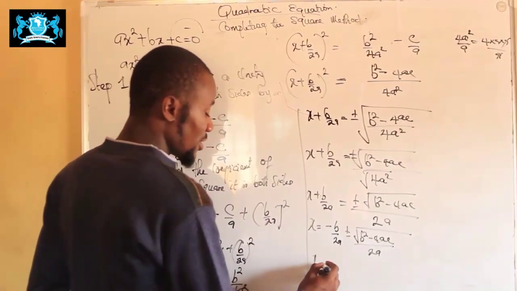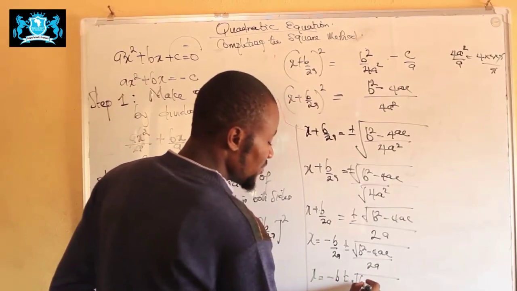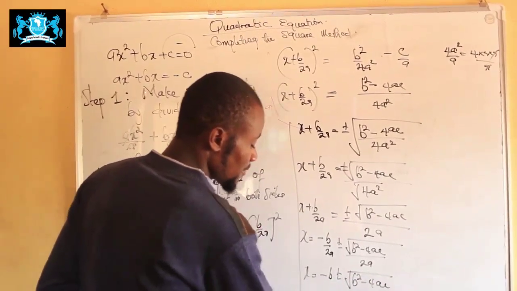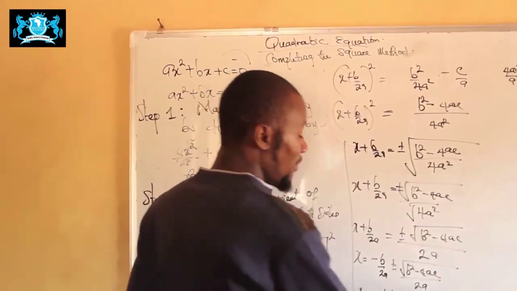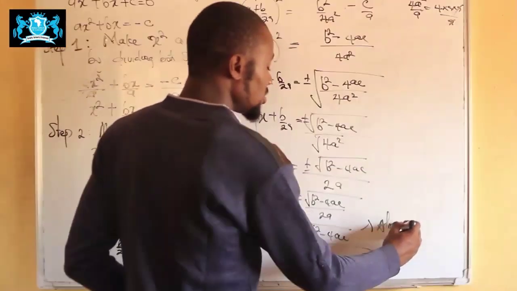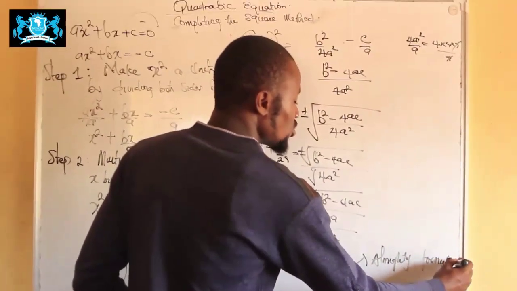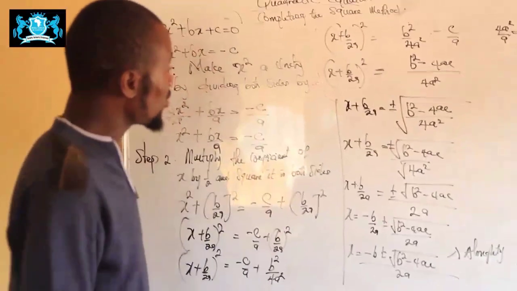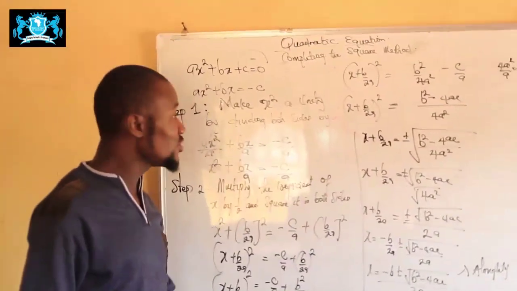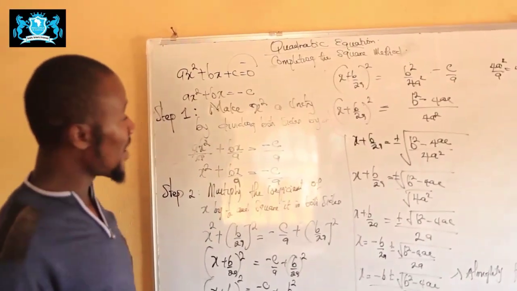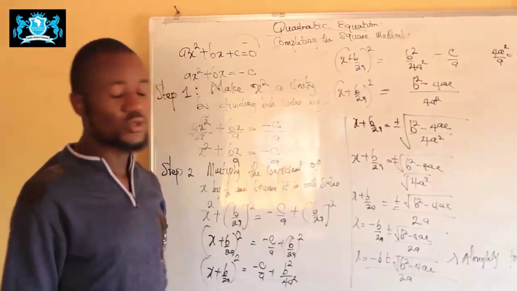So your final answer will now be minus b plus or minus the square root of b squared minus 4ac, all over 2a. And this is the one you call the almighty formula, which you can also use to solve quadratic equations. So if you have understood the method of completing the square, you can solve any quadratic equation you are asked to solve using the completing the square method. Thank you very much. Make sure you subscribe.